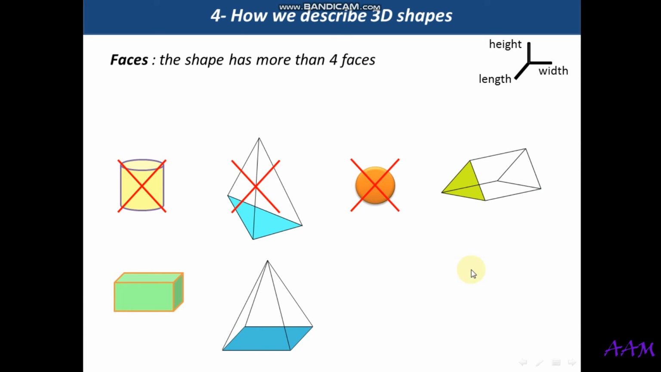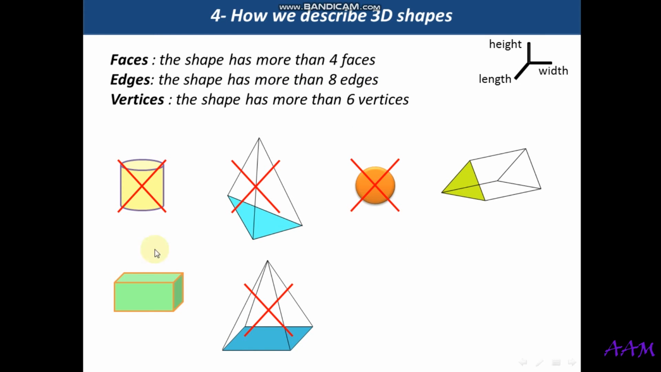I have to distinguish between them. I go to the second argument, the edges. The shape has more than 8 edges. So I count the edges, and I see this is not one of them because it has 1, 2, 3, 4, 5, 6, 7, 8. But he said more than 8. So which one is qualified now? This one and this one.